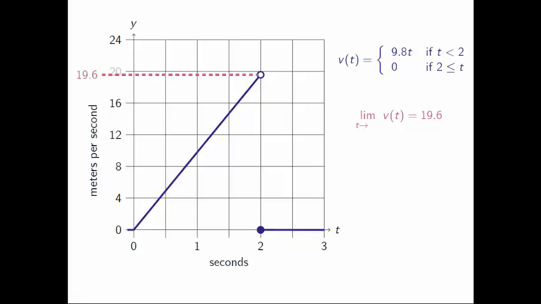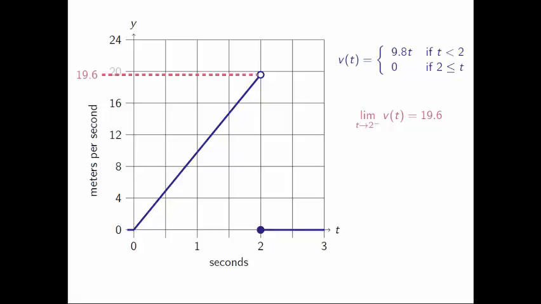So what we're going to do is write the limit as t goes to 2, but we're going to write the 2 with a little minus sign. We read this as the limit as t approaches 2 from the left. And it means we're only looking to the left of t equals 2. We're ignoring what happens to the sack starting at 2 seconds. We're ignoring that right-hand part of the graph.